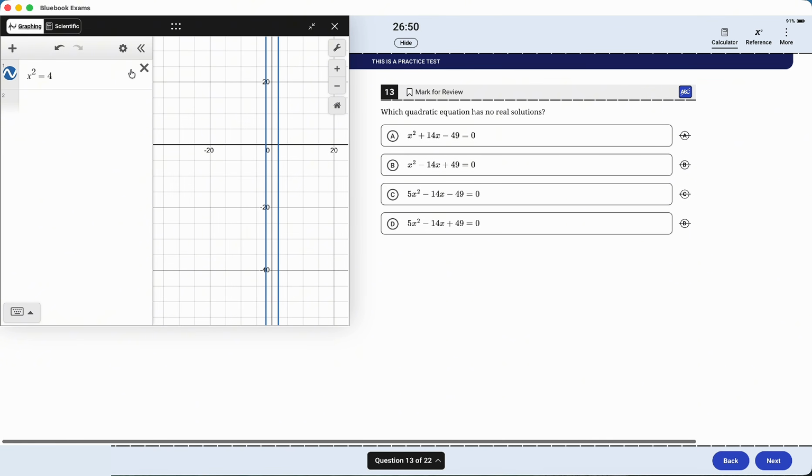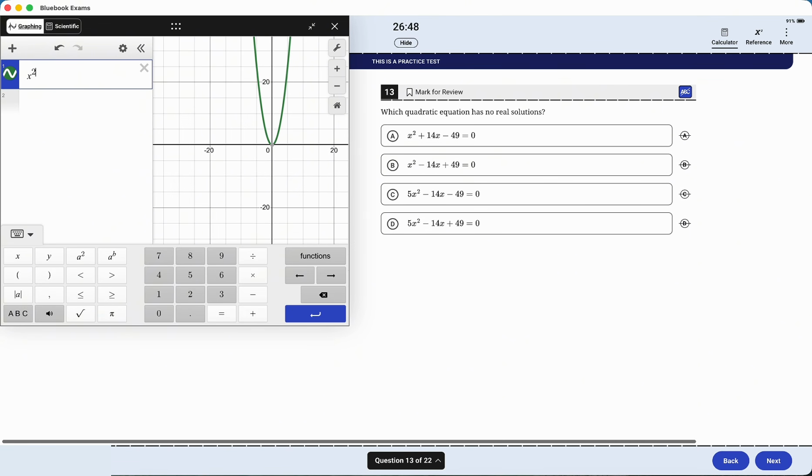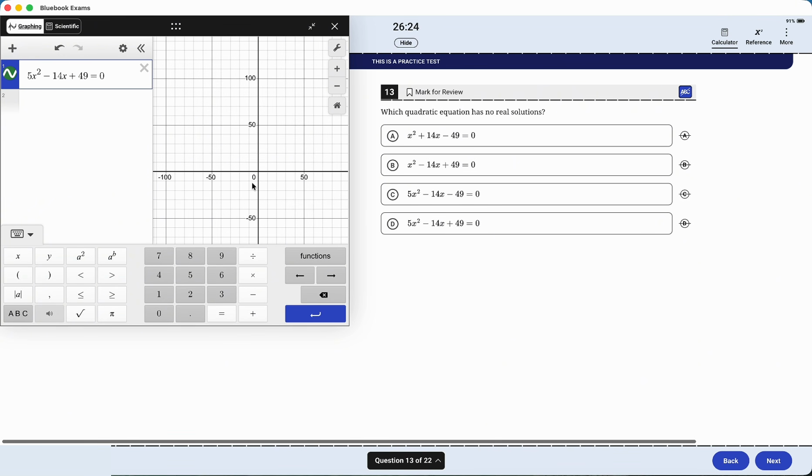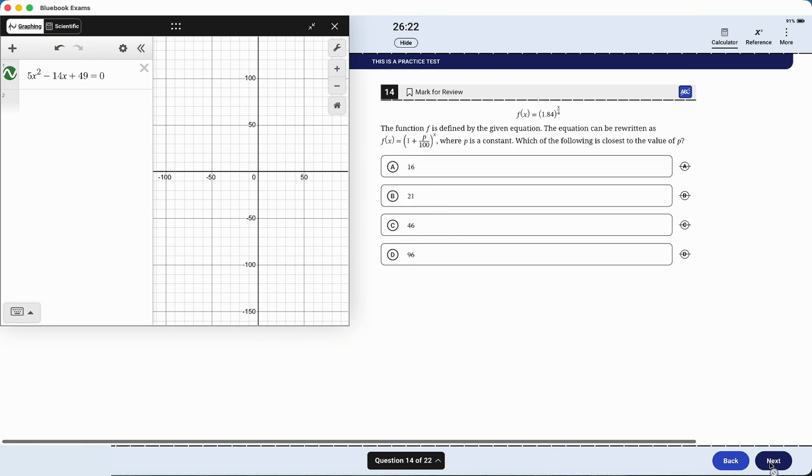Okay, this one, which one has no solutions? Just type these in, right? Maybe there's other ways to do it, but just type it in. If I type in this, 2 solutions. If I change the signs for B, it's minus 14x plus 49, 1 solution. If I change it to C, 5x squared minus 14x, that has 2 solutions. So it should be D. Let's check it out. Make that a plus 49, and there it is. Here we don't see anything, so D's our answer.